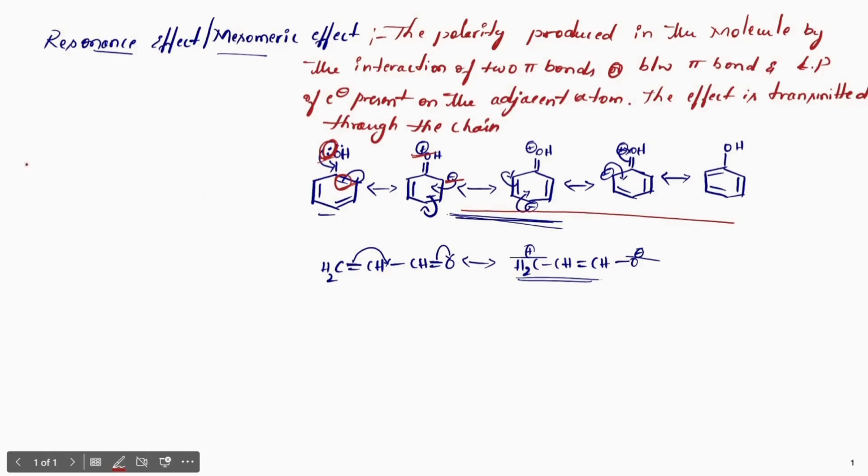We will see some important points of the resonance effect. That is, the resonance effect or mesomeric effect is a permanent effect. This resonance effect or mesomeric effect operates through pi bonds. Inductive effect is distance dependent, but the resonance effect or mesomeric effect is distance independent.